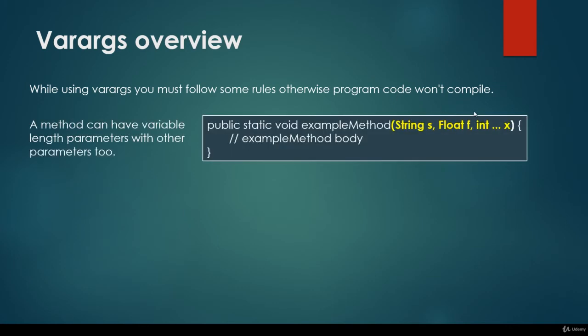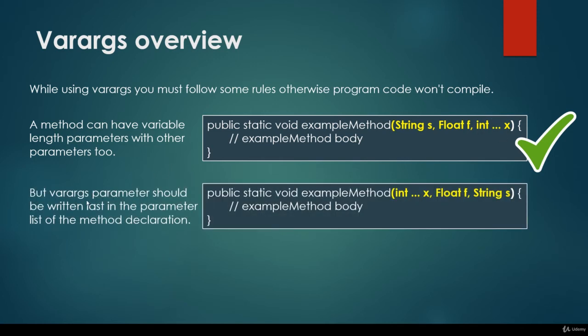So first of all, we can use several parameters. For example, we have a string, we have a floating point number, and we have one or more integer values. What's crucial is that we have to make sure that this variable argument is going to be the last parameter of the method. So the Varargs parameter should be written last in the parameter list of the method declaration. For example, if we define a Vararg at the beginning of the method, it is not going to compile, which means that there's going to be a compile time error.